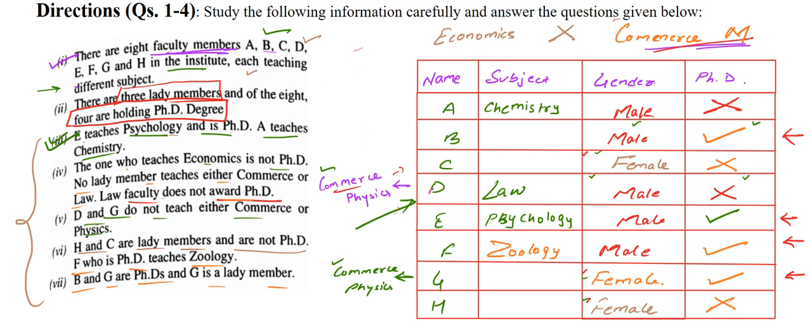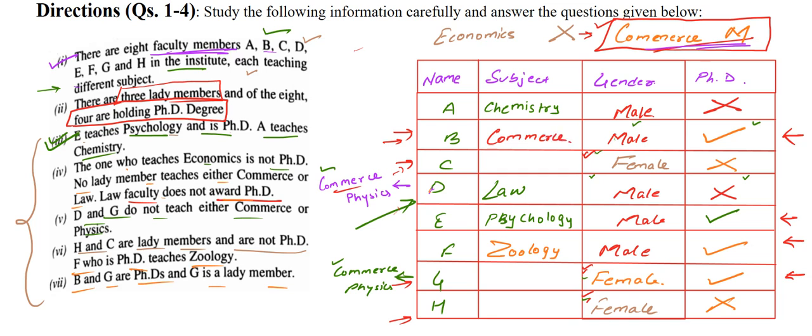Now let's check for commerce. In commerce you can see the only criterion is that the person should be a male faculty. Commerce is taught by a male faculty. Now let's check. We have 4 options: B, C, G and H. Out of these 4, C, G and H are female. So we have only B who is a male. So we are left with only B, and commerce needs a male teacher. So B will be teaching commerce.